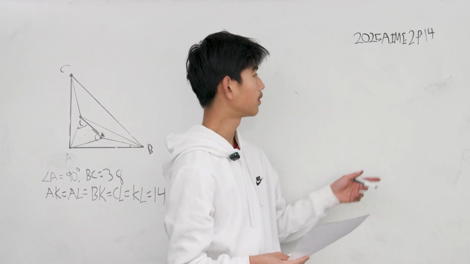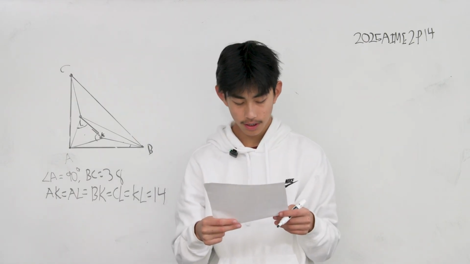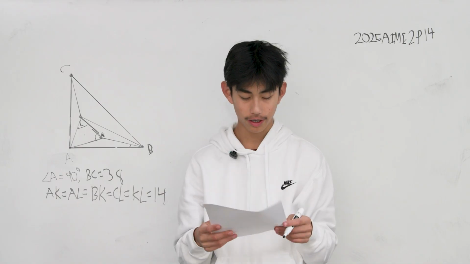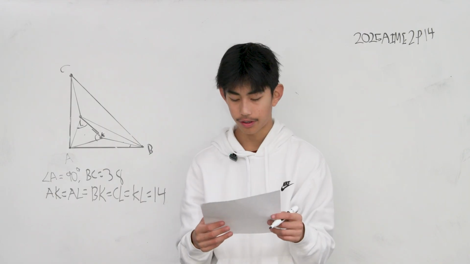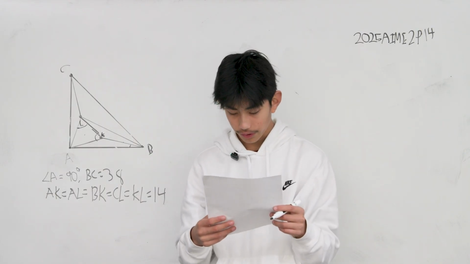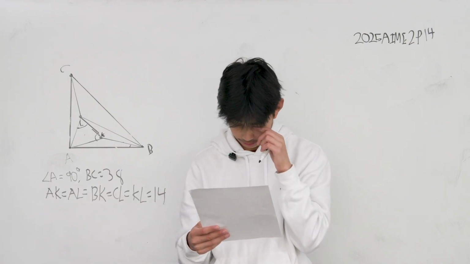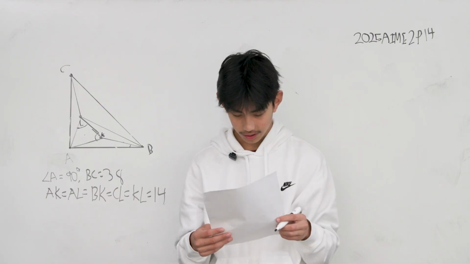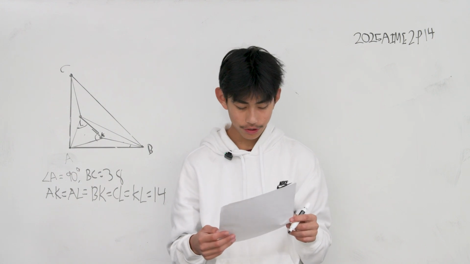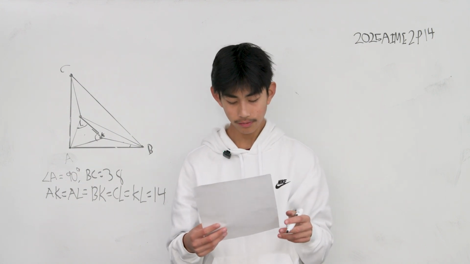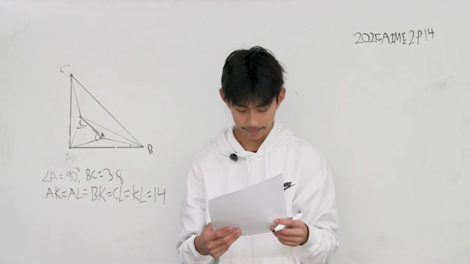We're solving problem 14 from the 2025 AIME 2. The problem reads: let triangle ABC be a right triangle with angle A equals 90 degrees and BC is 38. There exist points K and L inside the triangle such that AK equals AL equals BK equals CL equals KL equals 14. The area of the quadrilateral BKLC can be expressed as n root 3 for some positive integer n.